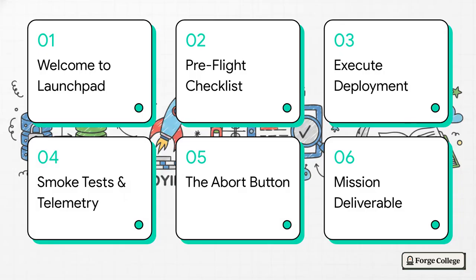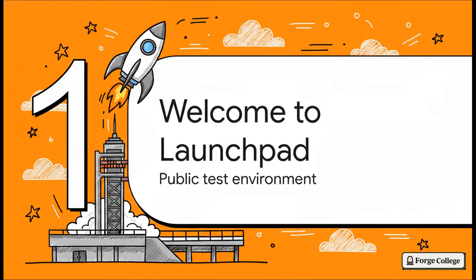Okay, let's dive into this and outline our flight plan for getting these contracts off the ground. We've got 6 key stages: welcome to the launch pad, the pre-flight checklist, executing the deployment, smoke tests and telemetry, the abort button, and finally, your final mission deliverable. Let's get started. Section 1. Welcome to the launch pad.